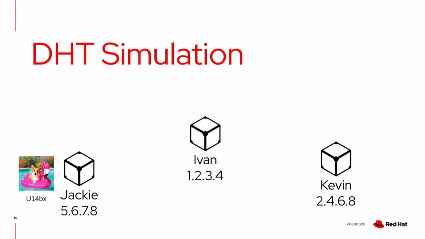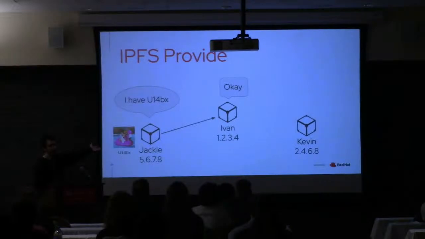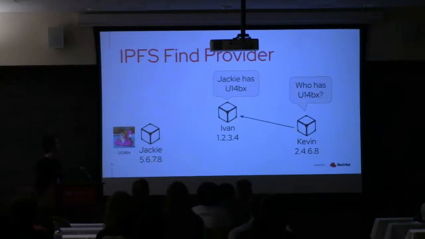Oh yeah, it's this slide. So here's a simulation of how content propagates. Let's say that Jackie here has this corgi, and the content ID, if you can't see it, is U14BX. Jackie announces that she has a content ID, so she adds it to IPFS, and then she tells Ivan, I have this content ID. Ivan says, okay. And then Kevin wants to download it, so he asks, who has this content ID? And then Ivan tells Kevin, Jackie has it.